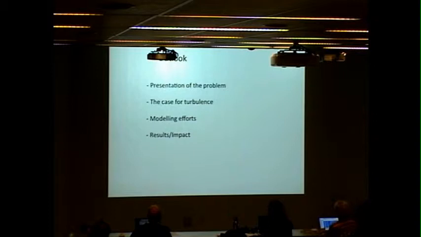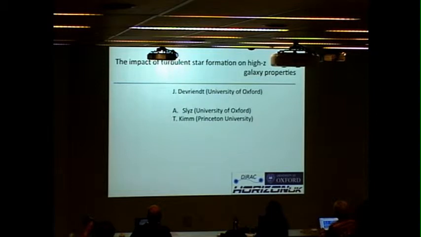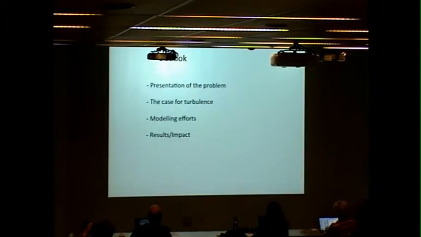All right. So I'm going to talk about the impact of turbulent star formation, and turbulent should be in quotes here in this title, and you'll see why in a minute, on high redshift galaxy properties. The outline of my talk is going to be fairly simple. I'm going to present the problem. I'm going to try to make the case for why we should worry about turbulence in the simulations. And I'm going to talk about the modeling efforts that have been done to take that into account. And finally, I'll discuss the recent results we've obtained and the impact that this has on the galaxy properties at higher redshift.